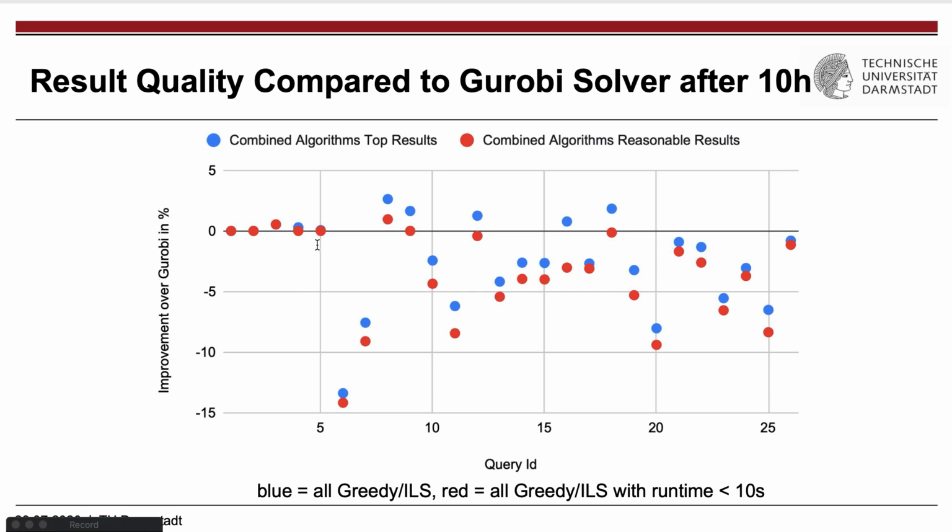So we see here the blue dots are the best solution of all approaches, and the red dots are those approaches that provide the solution within 10 seconds or less. So the red dots would be the reasonable version to use if the user wants to wait for the solution online.